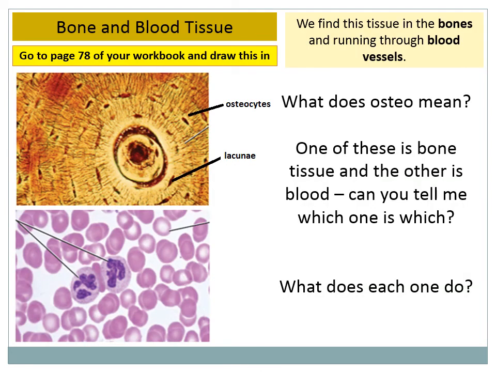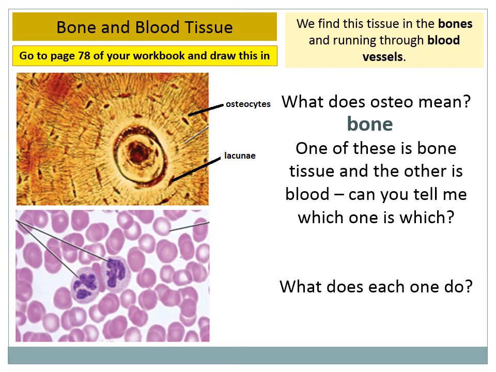We're going to take just a very quick look at bone and blood tissue here. We obviously find these tissues in the bones and running through the blood vessels. I'm thinking about osteo. What does osteo mean? Yeah, osteo means bone. If you've ever heard of osteoarthritis, that is bone arthritis. Okay, so we have all sorts of bone. That's what osteo means, bone.